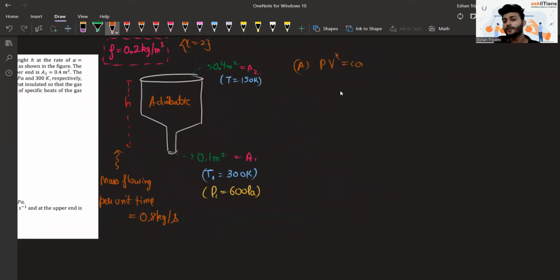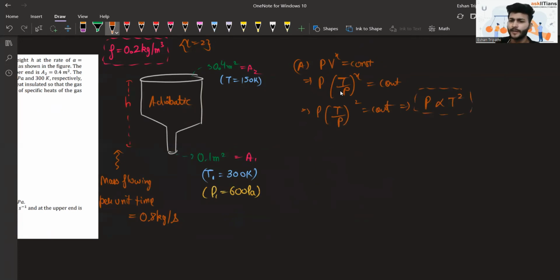PV to the power gamma is constant is the equation, but we want a relation in pressure and temperature. So we can replace volume by a temperature by pressure term, and we can say this is constant. Basically, T into (T by P) square is constant. So from this we can say that pressure is proportional to temperature square, that's what we can claim.